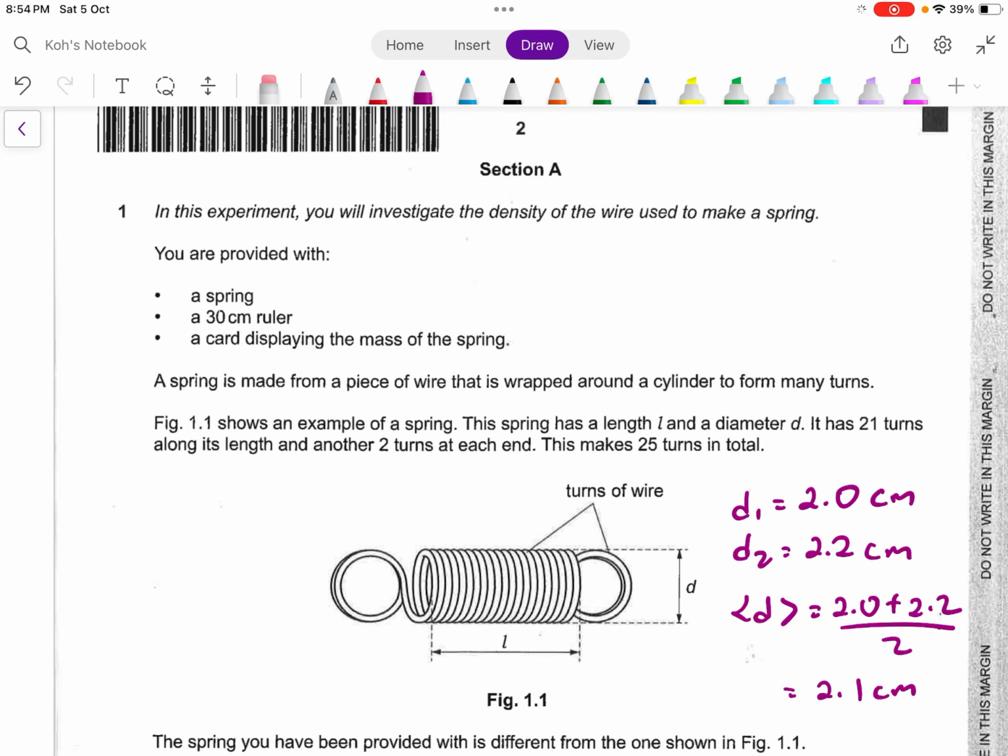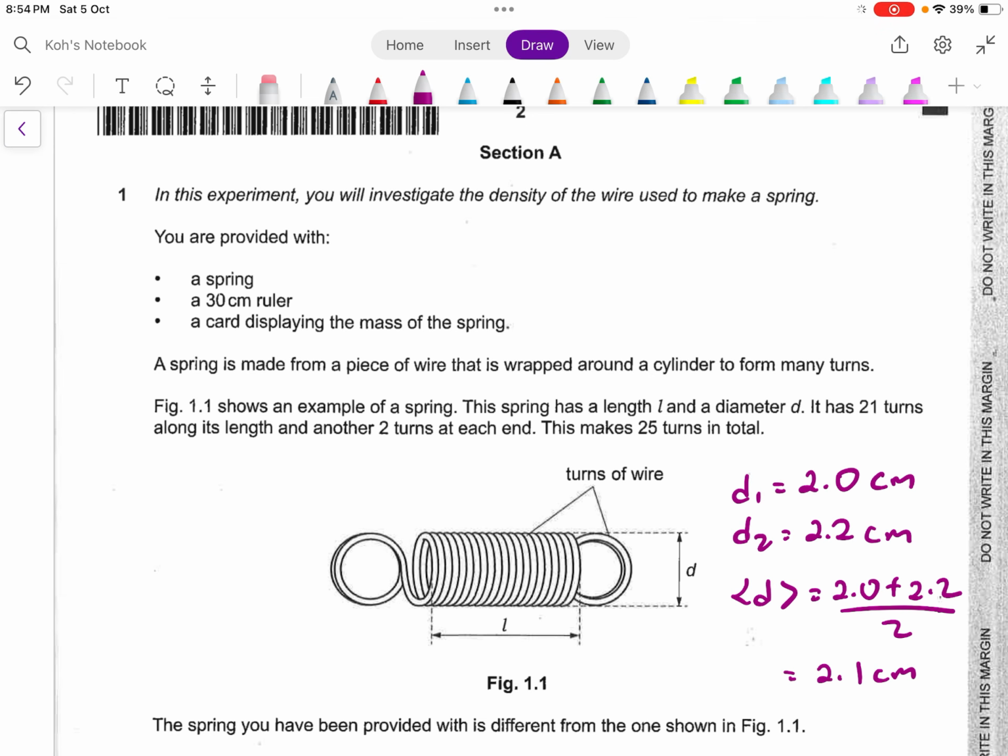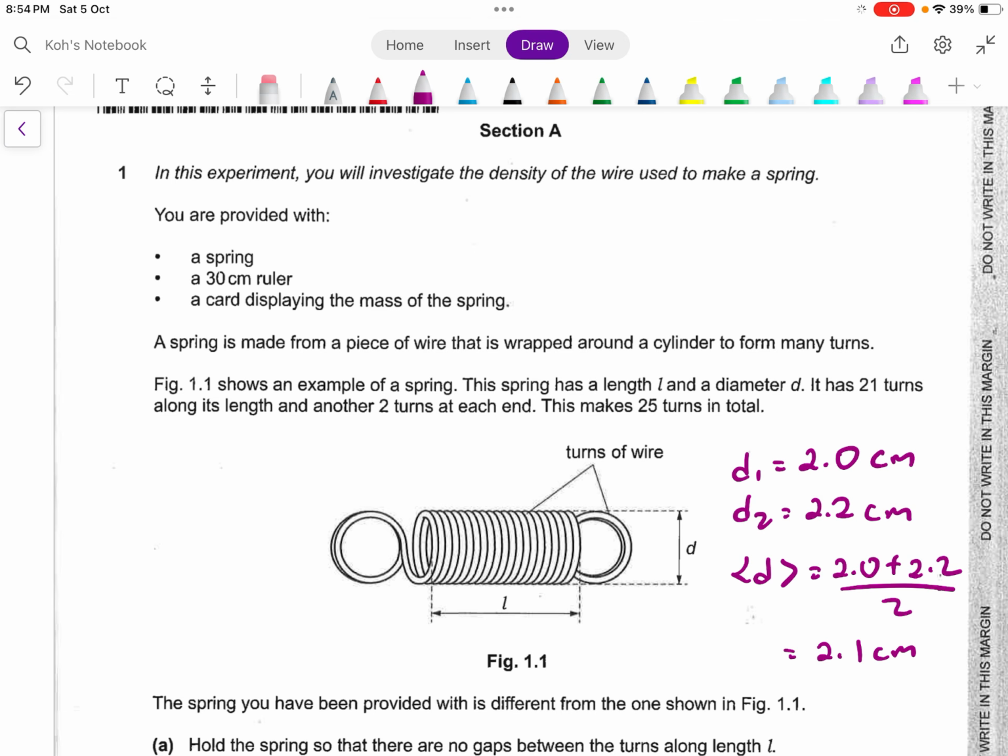So I want to go through the 2022 question 1 of the practical paper. In question 1, we are given a spring. We are asked to investigate the density of the wire used to make the spring. We are given a spring, of course, a 30 centimeter ruler, and a card displaying the mass of the spring. So for simplicity's sake, let me put the mass of the spring to be 20 gram.